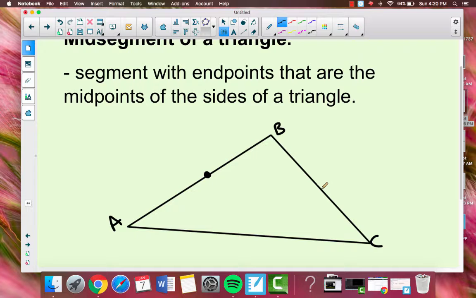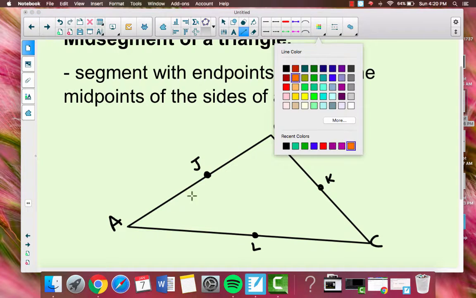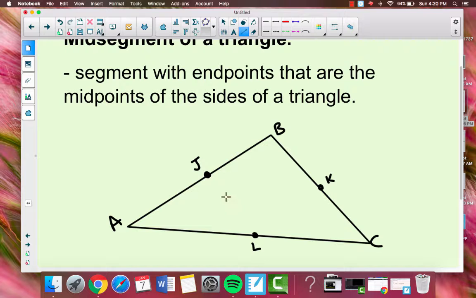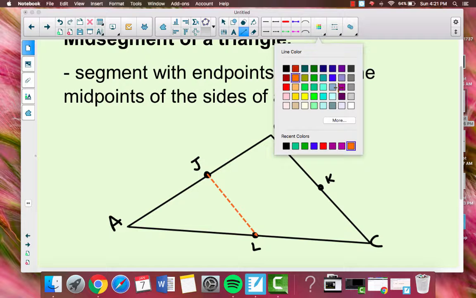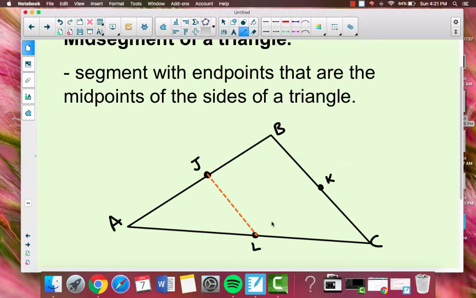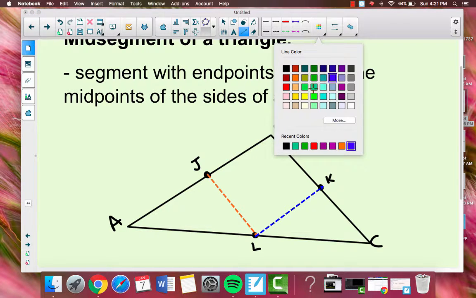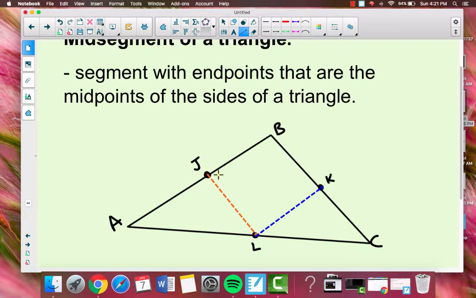So I'm just going to estimate for now. So here's midpoints for each side. So maybe we call this J, K, and L. So a mid-segment is connected by 2 midpoints. So I'm just going to go ahead and draw these in different colors. So one mid-segment might be from J to L. So I'm just connecting 2 midpoints. Another mid-segment might be from L to K. So there. Okay, and then maybe the last mid-segment, I'll do it in green, would have to go from J to K. So notice there's 3 different ones here, and I put them in 3 different colors, and they're each related to the different sides.